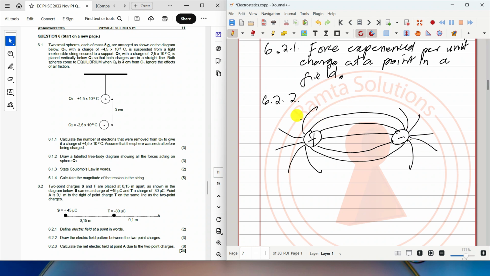For the positive charge, the field lines are going outwards. So remember that they are going outwards. And for the negative charge, they are going inwards. Okay, they're going inwards. So this is it. 6.2.3. Perfect.